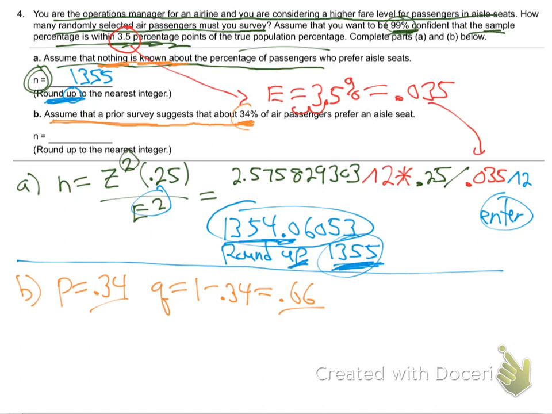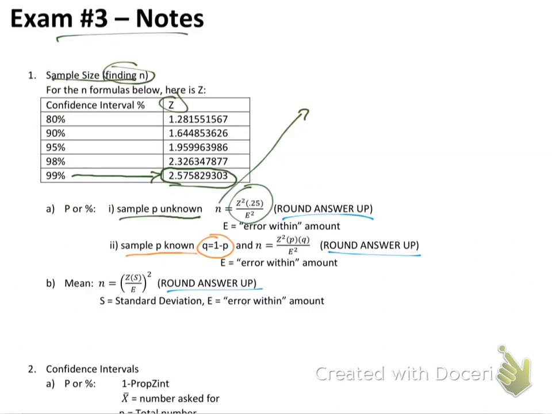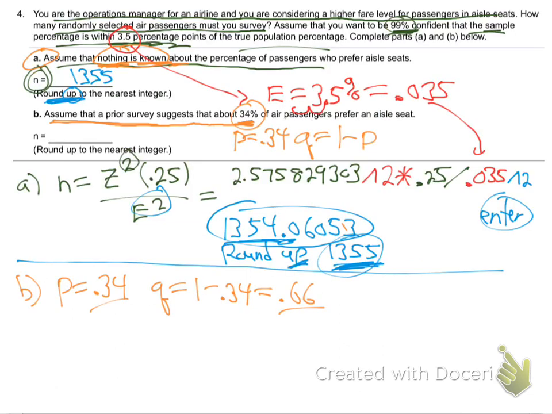See how I'm getting that? They gave me the P right there. That's the P, whatever percentage they give you. Whereas in part A, they didn't give me any percentage. That's why nothing is known. But in part B, they gave me a percentage. And then I found Q, 1 minus P, that's what the formula says, and then plug into your n formula right there. So now n equals, I already forgot, what is it?